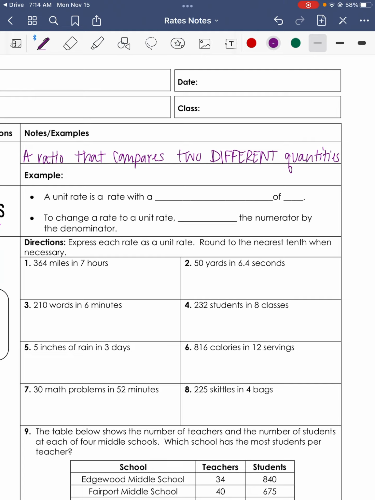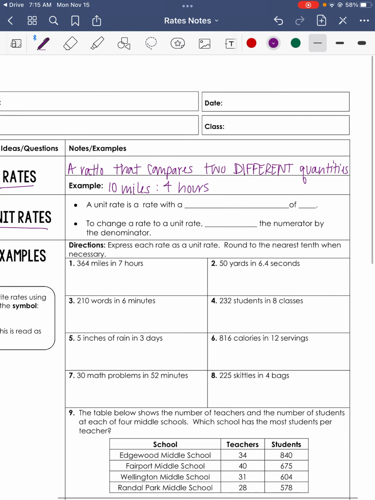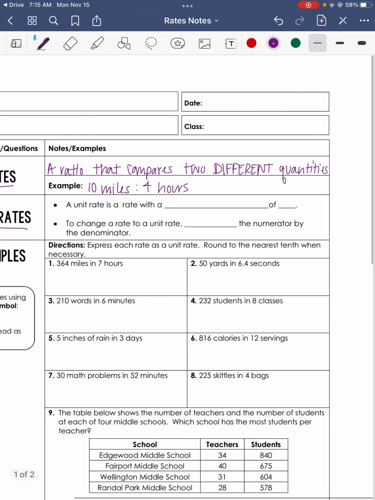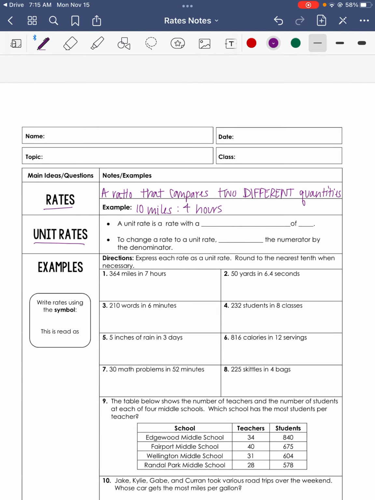that's what we were doing before, where we converted one unit to the same as the other one because we were both measuring volume or weight or length or time or whatever. Now we're going to be comparing two totally different things that we won't be able to change one to match the other. So for example, if we have something like 10 miles to 4 hours, here we're comparing distance and time. So this is a rate.